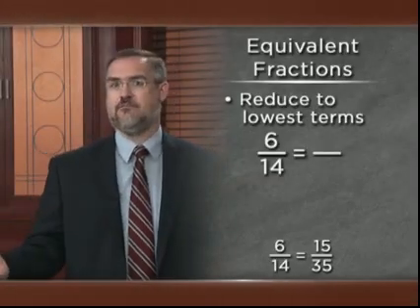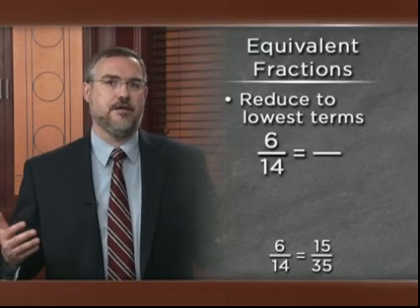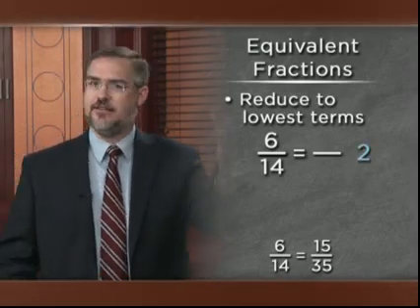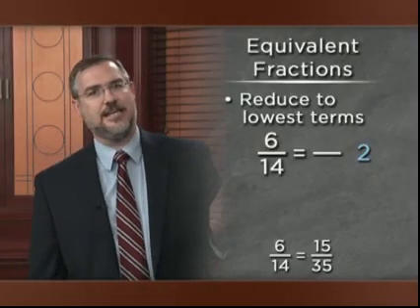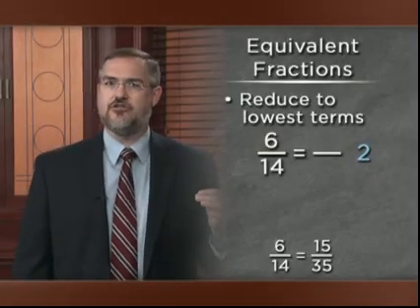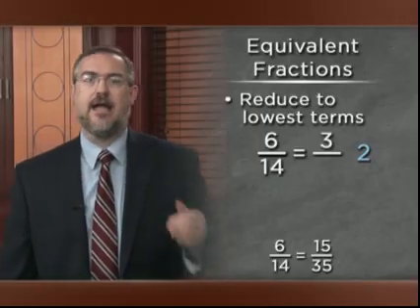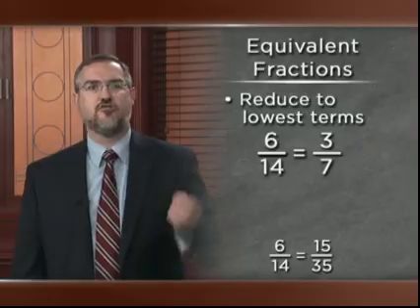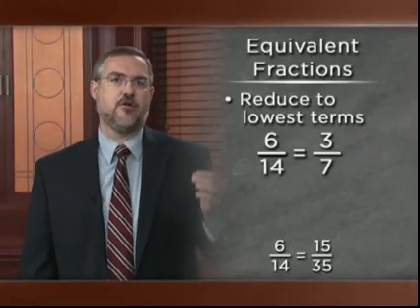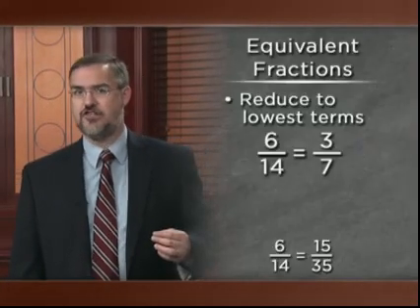Well, they're both even, right? So they must both be divisible by 2. Let's divide a 2 out of the 6, and let's divide a 2 out of the 14. 6 divided by 2 just leaves me with a 3, and dividing out a 2 from the 14 leaves me a 7. So 6 over 14 is equivalent to 3 over 7.